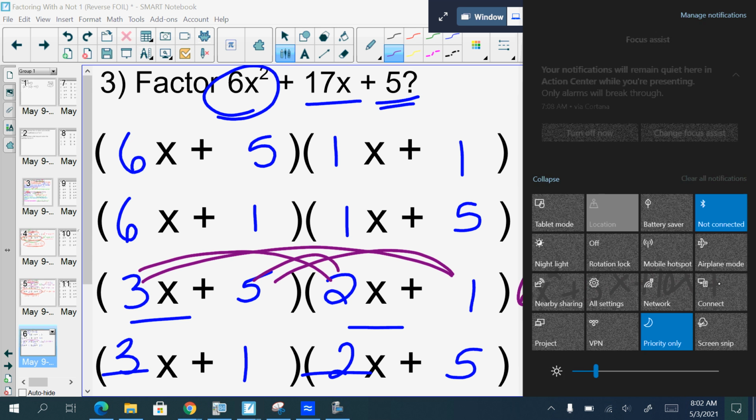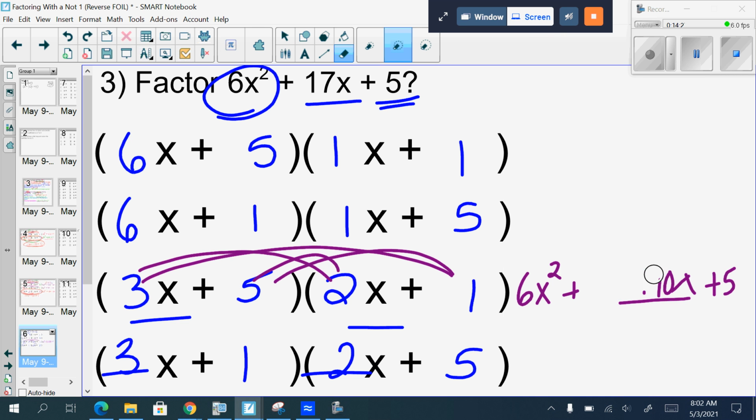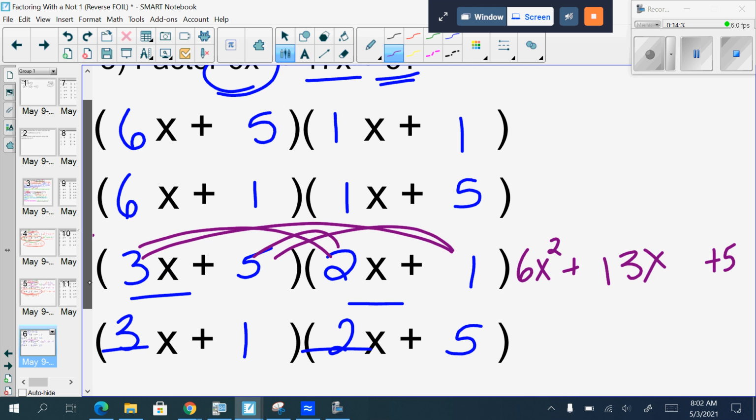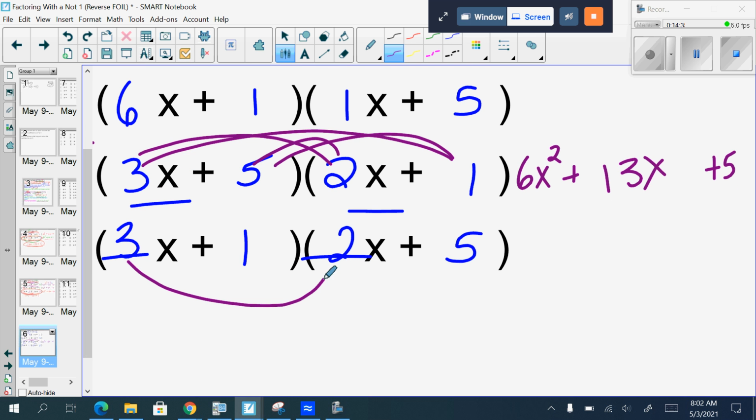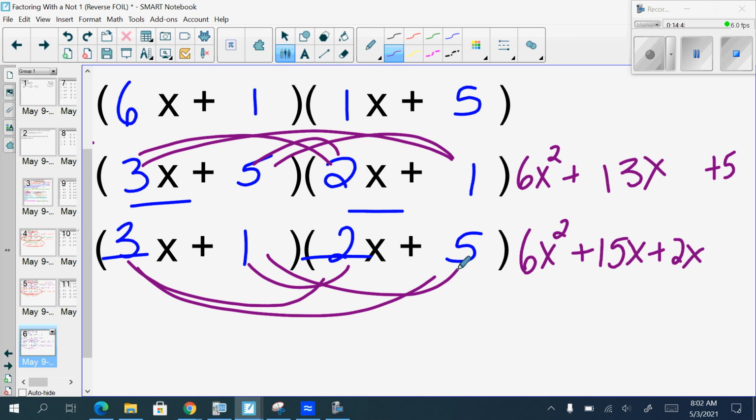So check your outer and inner there. 3x plus 10x is 13x. So that's not quite what we want yet. Kind of close, though. So I'm going to check this one. We have 3x times 2x, 6x squared. Outer, 3x times 5 is 15x. Inner, 1 times 2x is 2x. Last, 1 times 5 is 5.